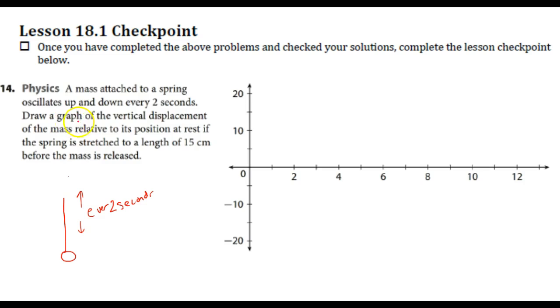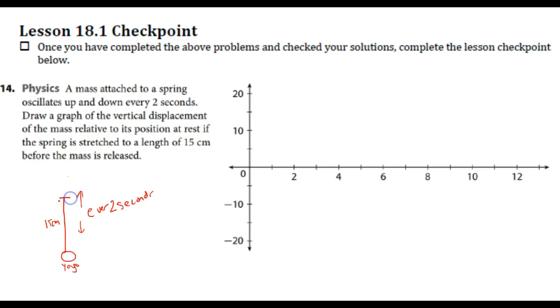In addition to that, it says draw a graph with vertical displacement of the mass relative to its position at rest. So at rest, because of gravity, if I hung down a yo-yo, for example, let's think of this as like a yo-yo. If you just kind of hold the string, it's going to be down, right? And it's stretched at a length of about 15 centimeters.